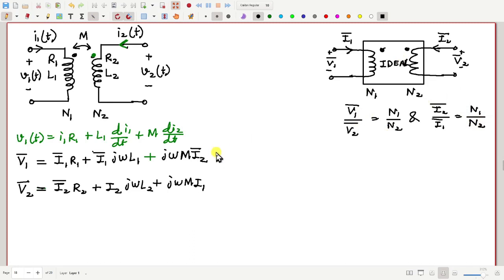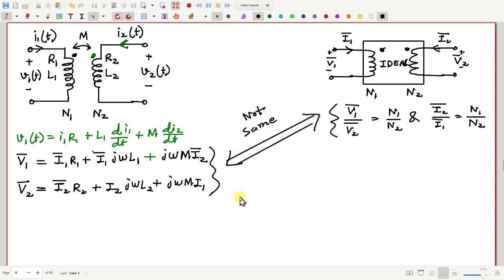Now the question is, are these the same? You can readily see, possibly you can guess, that these are not the same, not exactly the same. Now, what we want to do is to model this circuit, the left side circuit, as follows.